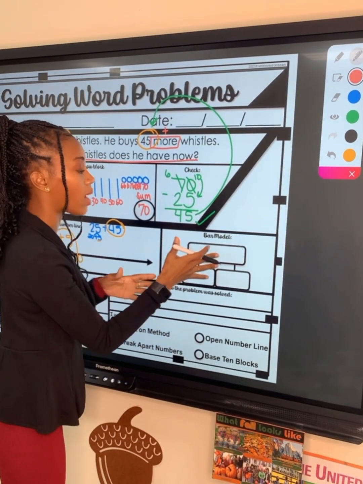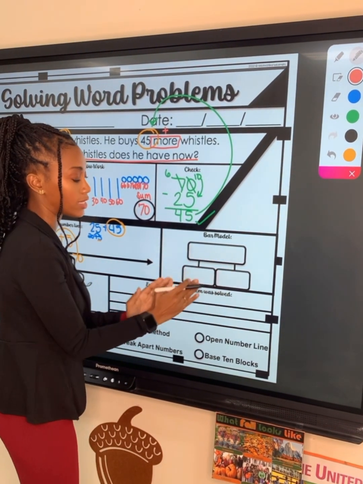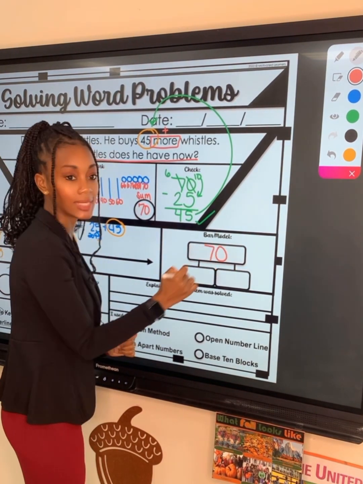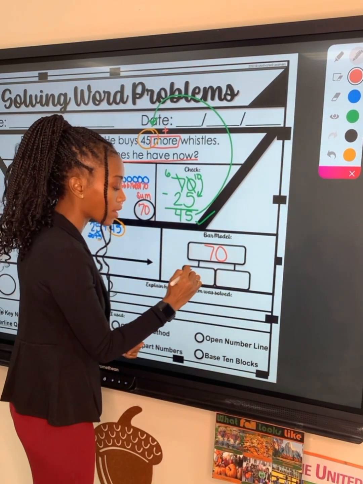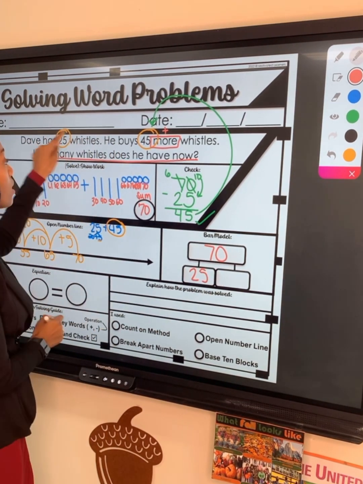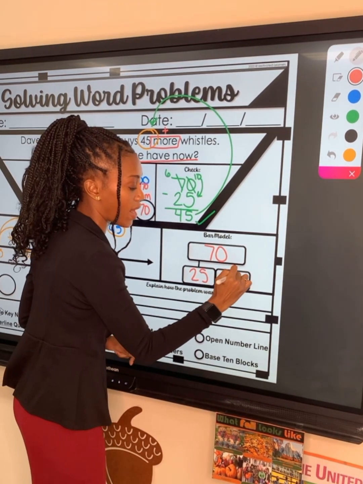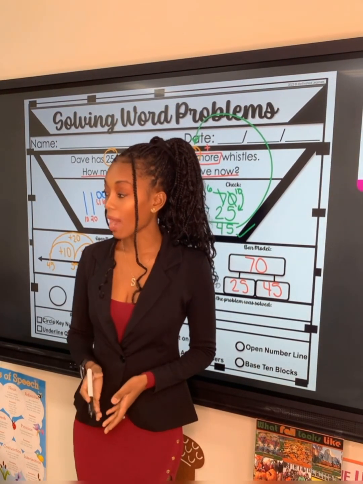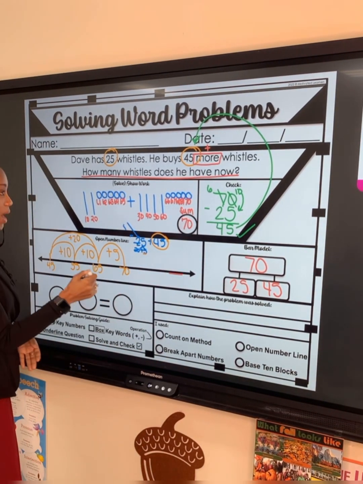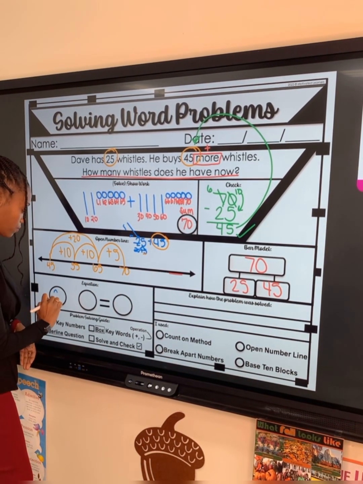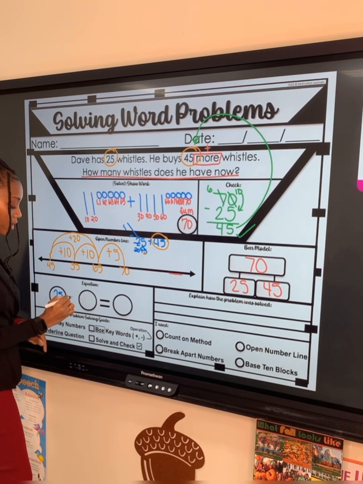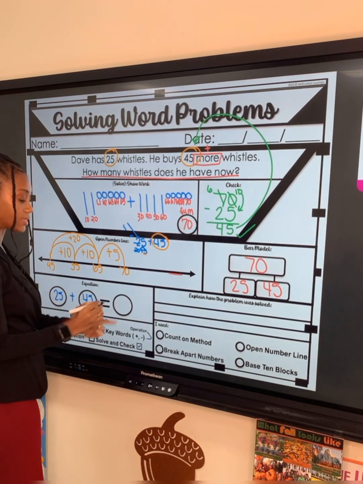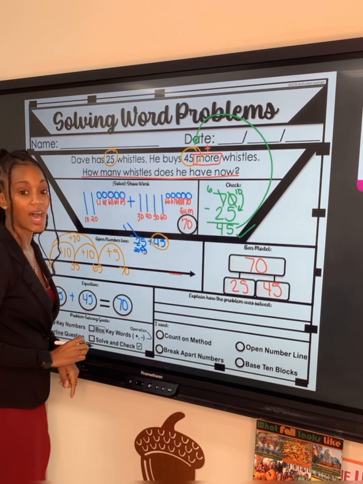Now we have our bar model. So again, in our bar model, it is part, part, whole. So my whole sum goes on top, which is 70. My part is 25 here, and my other part is 45 from here. You see that? Now it's time for me to write my equation, okay? So my equation will be 25, I put my operation here, plus 45 equals my sum of 70.